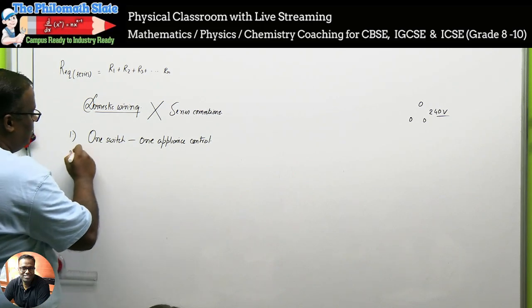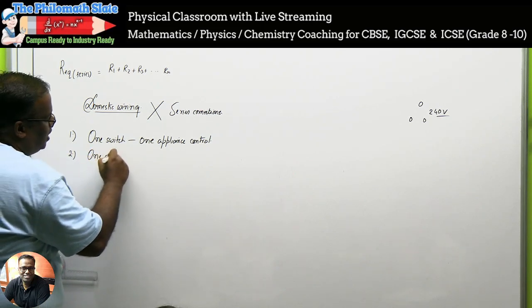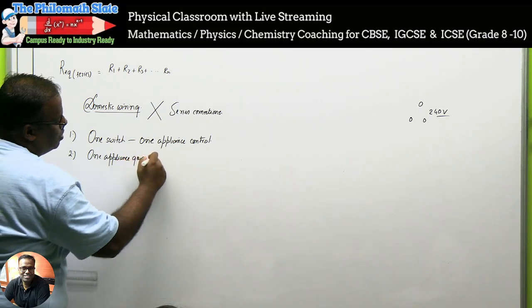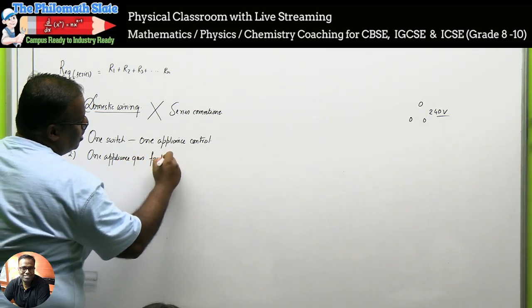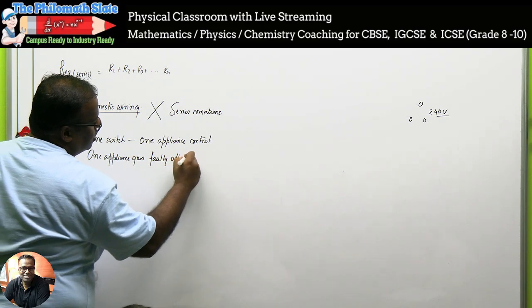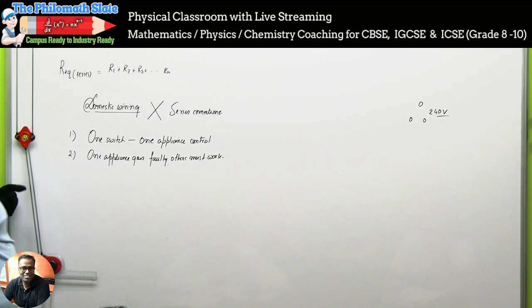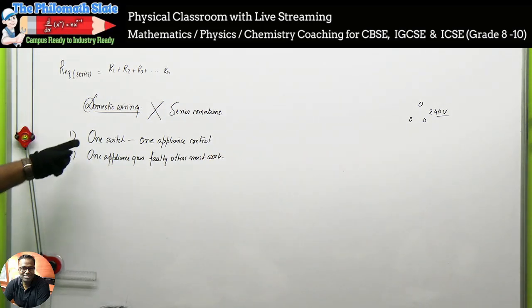Second, if one appliance goes faulty, others must work. Series does not support this. क्यों हम series नहीं लगाते हैं घर में?